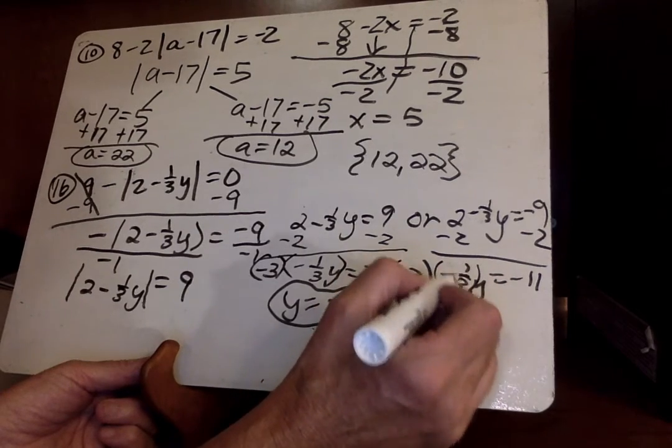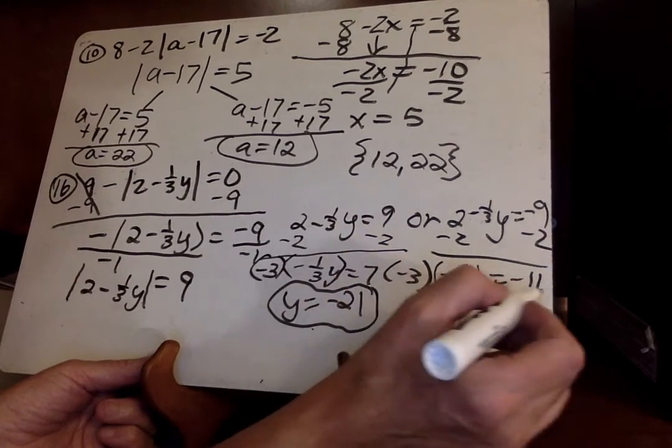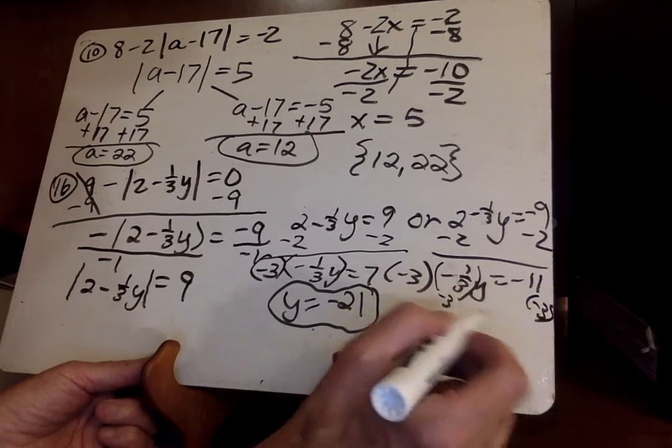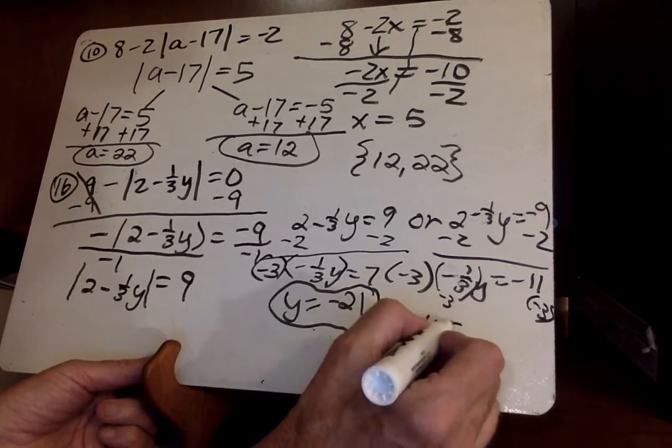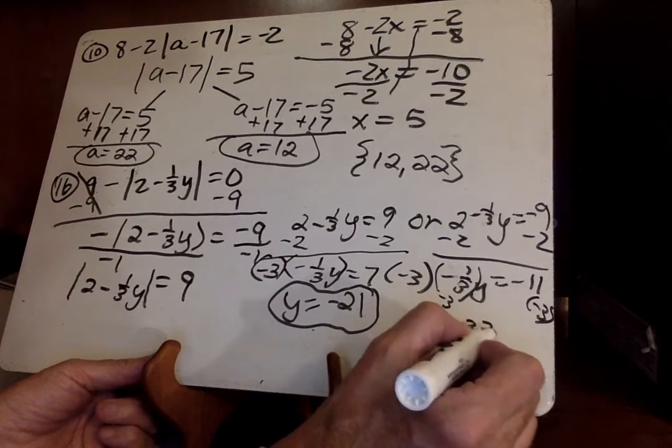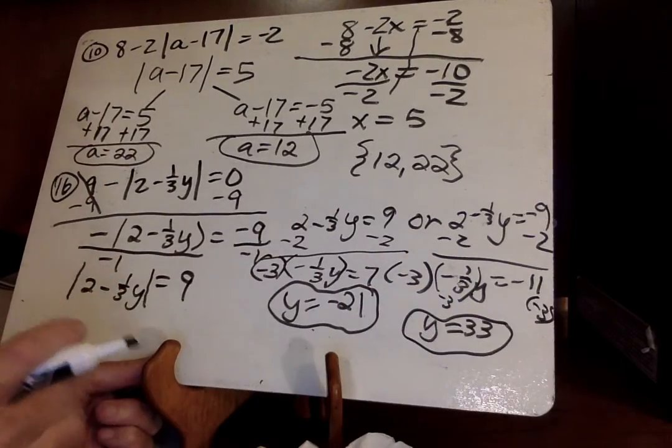Okay, I do the same thing. I multiply both sides by negative 3. And I'm running out of room here, people. Y equals 33. Now I can plug each of those back in.